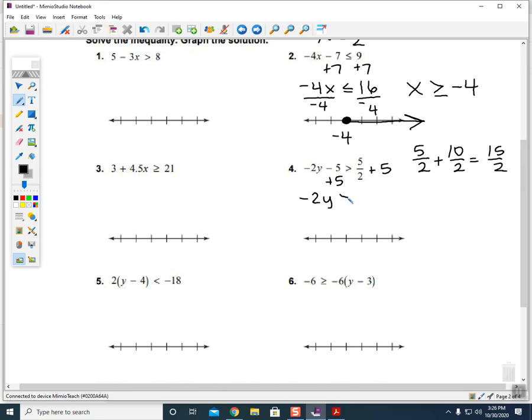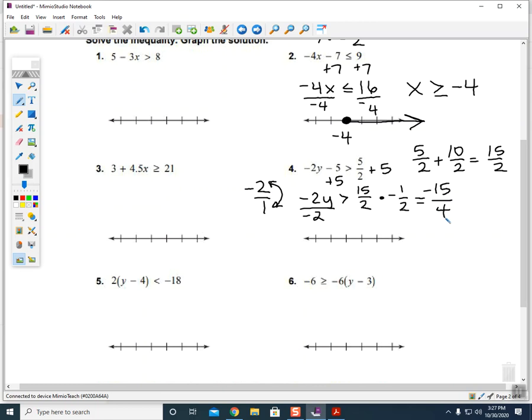So negative 2y is going to be greater than 15 over 2. Divide by negative 2. If I'm dealing with fractions, I can divide by negative 2 or I can multiply by the reciprocal. So I would have negative 2 over 1. If I flip this around, it's the same thing as multiplying by 1/2. So I'm going to multiply this by negative 1/2. Then just multiply across. I'm going to have negative 15 over 4.